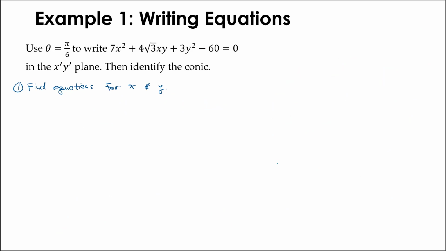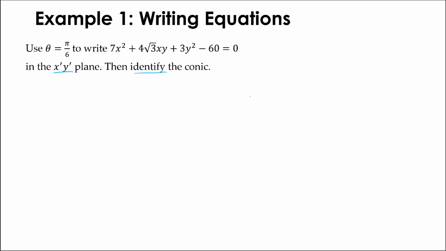Okay, example 1, we're going to write the equation and then identify the conic, using pi over 6. So using pi over 6 as our angle, we want to write 7x squared plus 4 root 3xy plus 3y squared minus 60 equals 0 in the x prime y prime plane. So we're given our angle and we're going to rewrite it in this x prime y prime plane, and then we need to identify our conic.